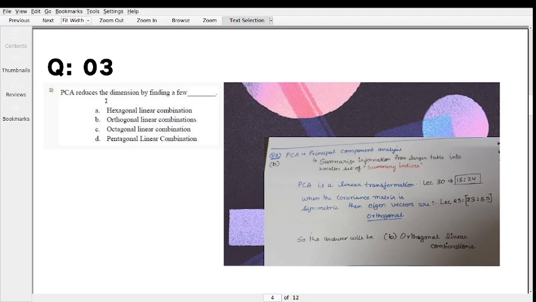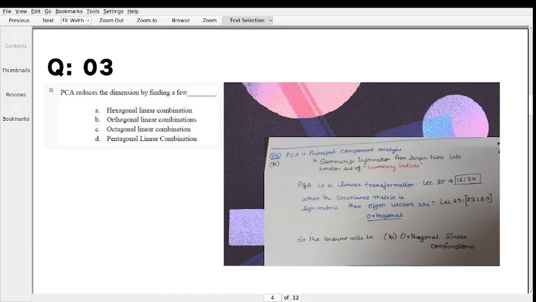Now this question is asking that PCA reduces the dimension by finding a few, fill in the blanks. The options are hexagonal linear combination, orthogonal linear combination, octagonal linear combination, pentagonal linear combination. Options A, C and D are meaningless, because there is nothing called a hexagonal, octagonal or pentagonal linear combination. This is just to confuse us. The answer will be orthogonal linear combination.